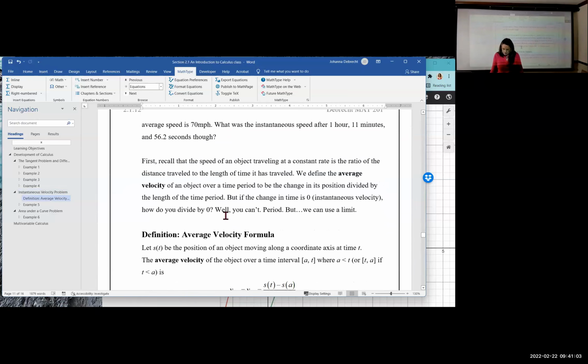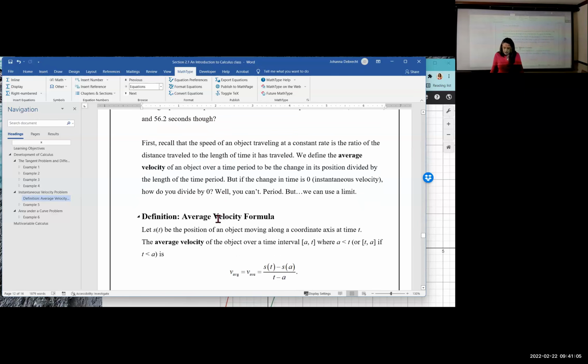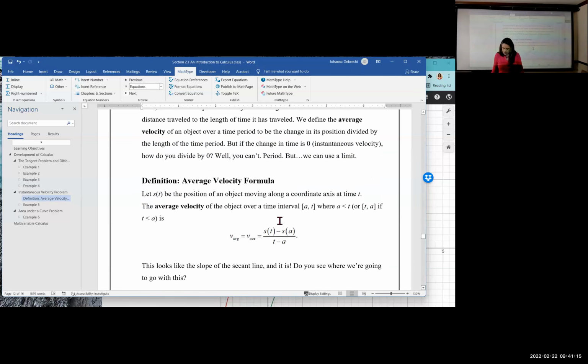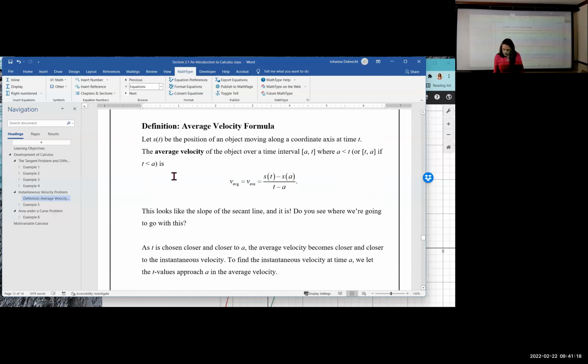Well, we have a problem. So average speed is the change in distance divided by the change in time, right? That's the average speed or average velocity. So coming down here, here's your formula for the average speed right here. And this really should be speed, not velocity, although if we're using S, we can do it that way. This is going to be the change in distance over the change in time.